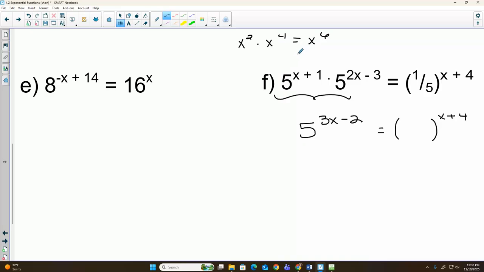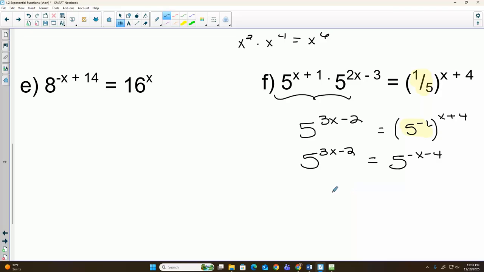Okay. So right here, we have that x plus 4, but my base is 1/5. In order to use our property, I need my base to be 5. What can we change 1/5 to? 5 to the negative 1. Okay, we can't drop the base until it's just 5 to a power on each side. With these exponents, power to a power, what do you do with those? Multiply. So this becomes 5 to the negative x minus 4 power.